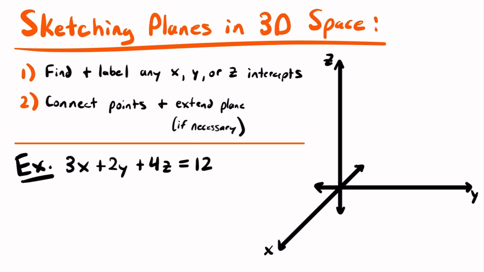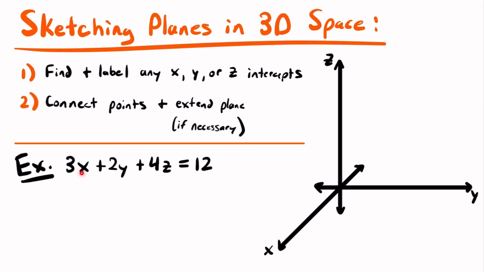For our first example, we want to sketch this plane right here, 3x plus 2y plus 4z equals 12. And the way we go about this is to find any x, y, or z intercepts. That's step 1. And the way we do that is by setting the other variables equal to 0, right? Because when the plane cuts through the x-axis, the z-axis, or the y-axis, those 3 points are only going to have one non-zero coordinate. Okay, a point along the z-axis has an x-coordinate and y-coordinate of 0. A point along the x-axis has a z and y-coordinate of 0. And a point along the y-axis has a z and x-coordinate of 0.